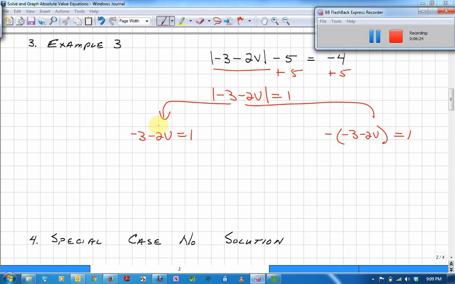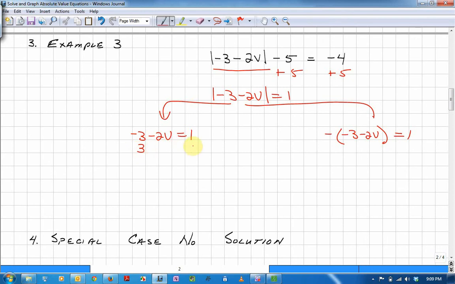So let's go ahead and solve the piece that's on the left. So I'm going to add 3 to both sides. That'll give me negative 2v is equal to 4. Divide both sides by negative 2, and I would have v is equal to negative 2.